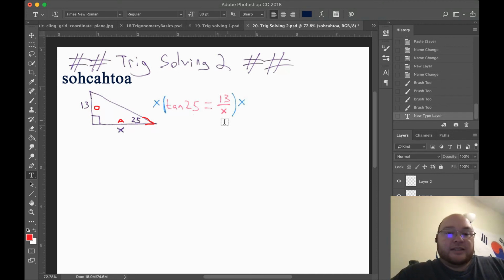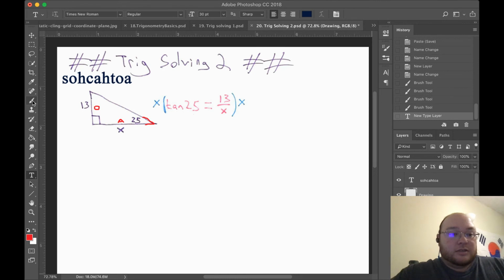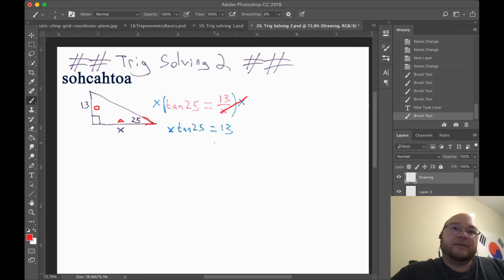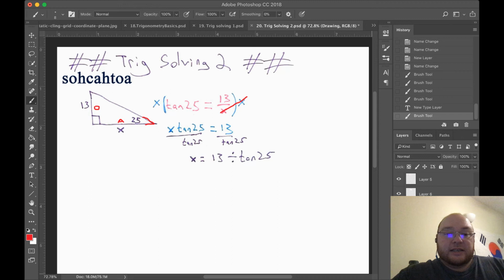When you do this, these two X's are going to cross off. These two X's cross off, meaning on that side, now there's only a 13, and now it says X tan 25. And so now that's X times tan 25. The opposite of times tan 25 is divide by tan 25. And so now we divide by tan 25 on both sides. In a calculator, you're going to put 13 divided by tangent 25. You get 27.9.